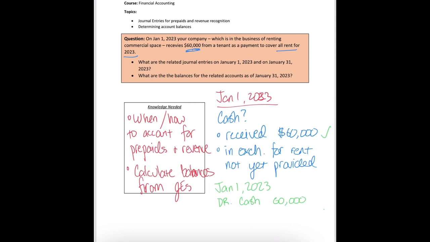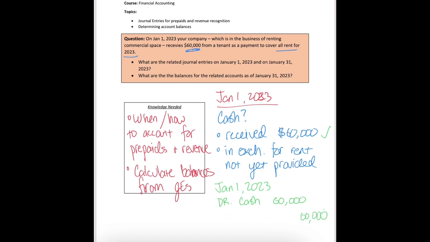All right. Now, what someone might do incorrectly is say, okay, I received cash, and since I'm in the business of renting out space, I must have made income. I know to increase income, I credit income, and that's $60,000. All right. That would not be the correct entry here. Now, why is that the incorrect entry?